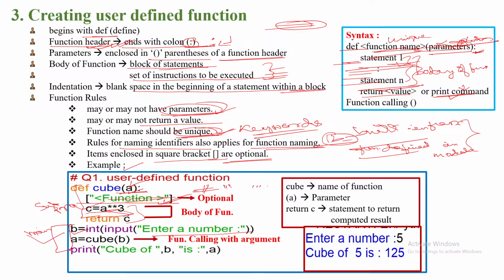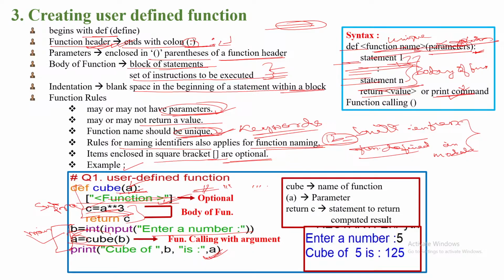I have taken this function call and stored it in another variable. If you don't want to do it like this, you can call the function directly in the print command also. So A equals cube(B), and then this A I call in the print command. So, cube of B is this.